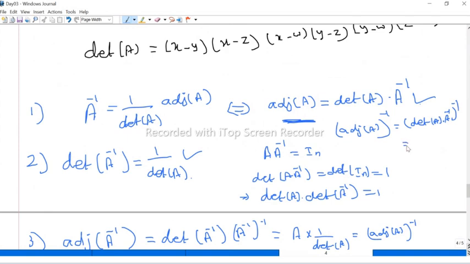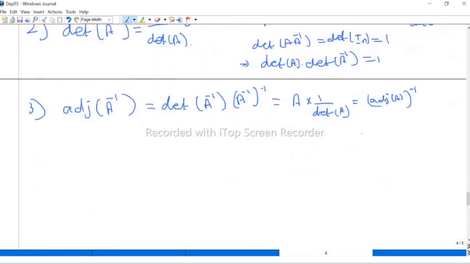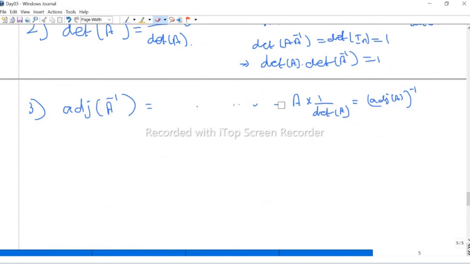Determinant is a constant, therefore its inverse is nothing but 1 by determinant of A. But A inverse whole inverse is nothing but A. Therefore A by determinant of A is nothing but adjoint of A whole inverse. So what we prove here is that adjoint of A inverse equals adjoint of A whole inverse. So now there is a relation between adjoint of A and adjoint of A inverse.